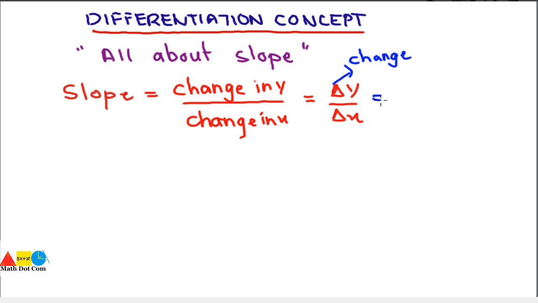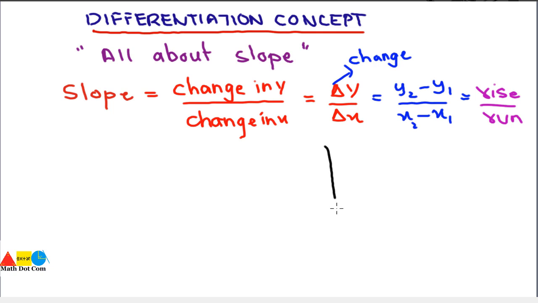Now delta y is basically change, so we can say that it is equal to y2 minus y1 divided by x2 minus x1. This means the slope of 2 points. So we need 2 points in order to find the slope. It is generally also called rise over run. This is just the mathematical representation of a slope. Let's see how you can understand its concept graphically, by means of the graph.